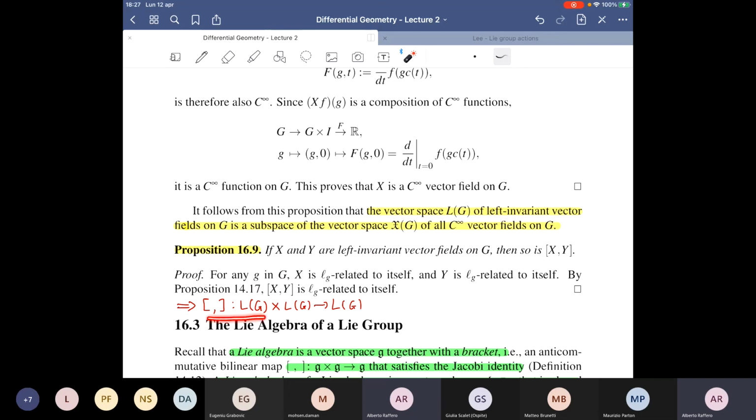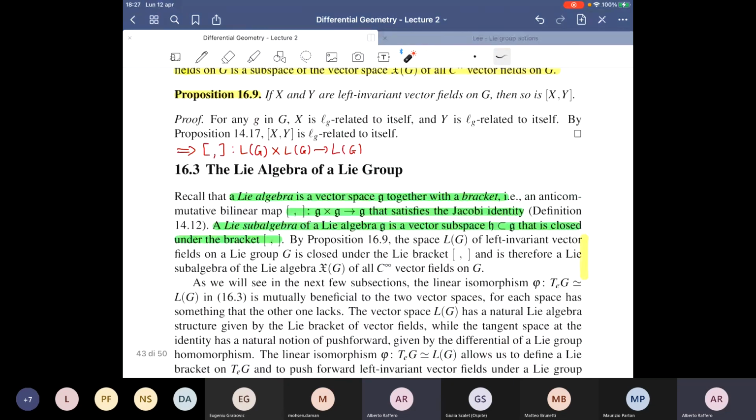So if you start with a pair of left invariant vector fields on a Lie group and take the bracket, then the bracket will be again a left invariant vector field. And so in particular, the vector space of left invariant vector fields on the Lie group has the structure of a Lie algebra. This is what we call the Lie algebra associated with the Lie group. Recall the definition of a Lie algebra: it's a vector space together with a bracket that satisfies the properties we discussed earlier.